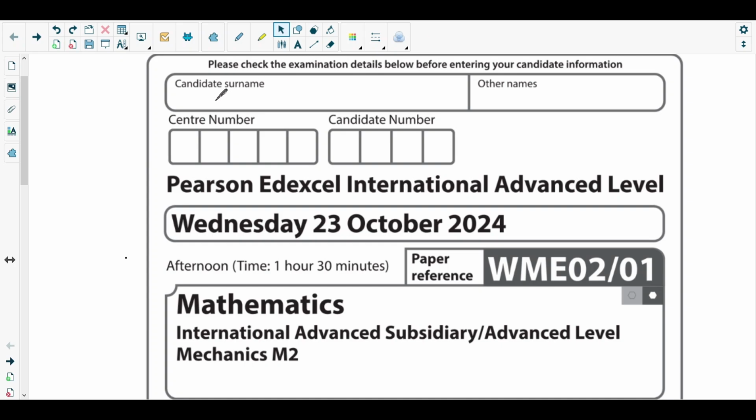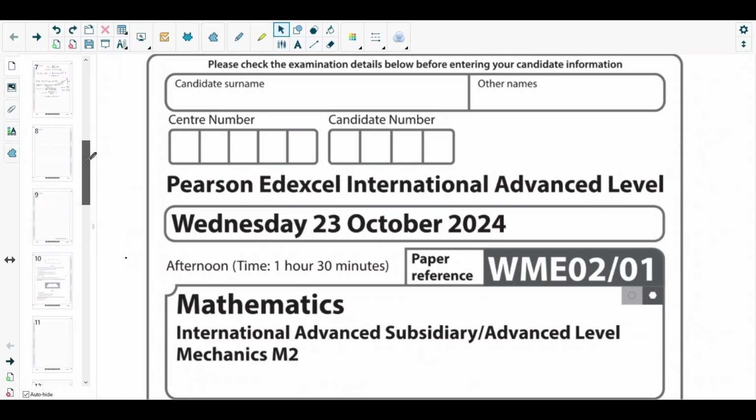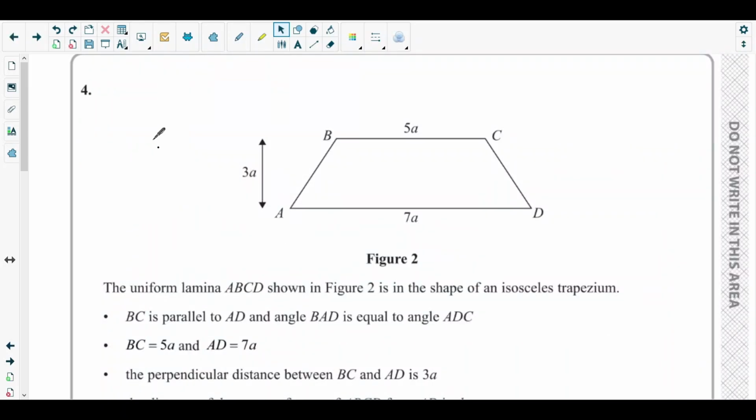In this video, we will be solving question number 4 from the most recent past paper of Mechanics 2, which is the October 2024 M2 paper. So let's get started with question number 4 of the paper.